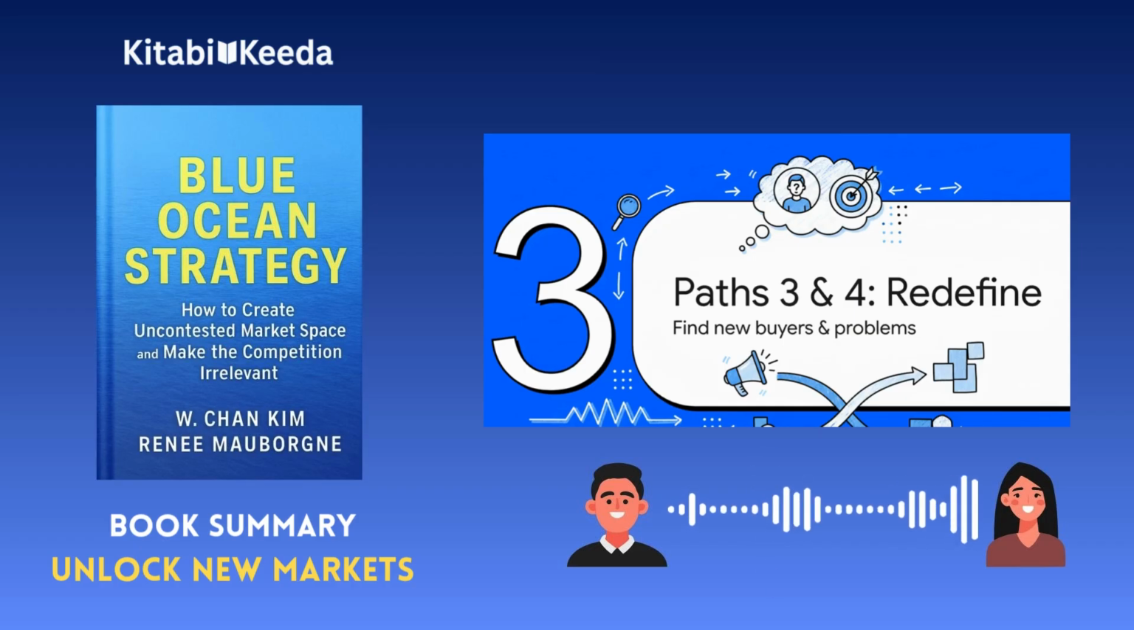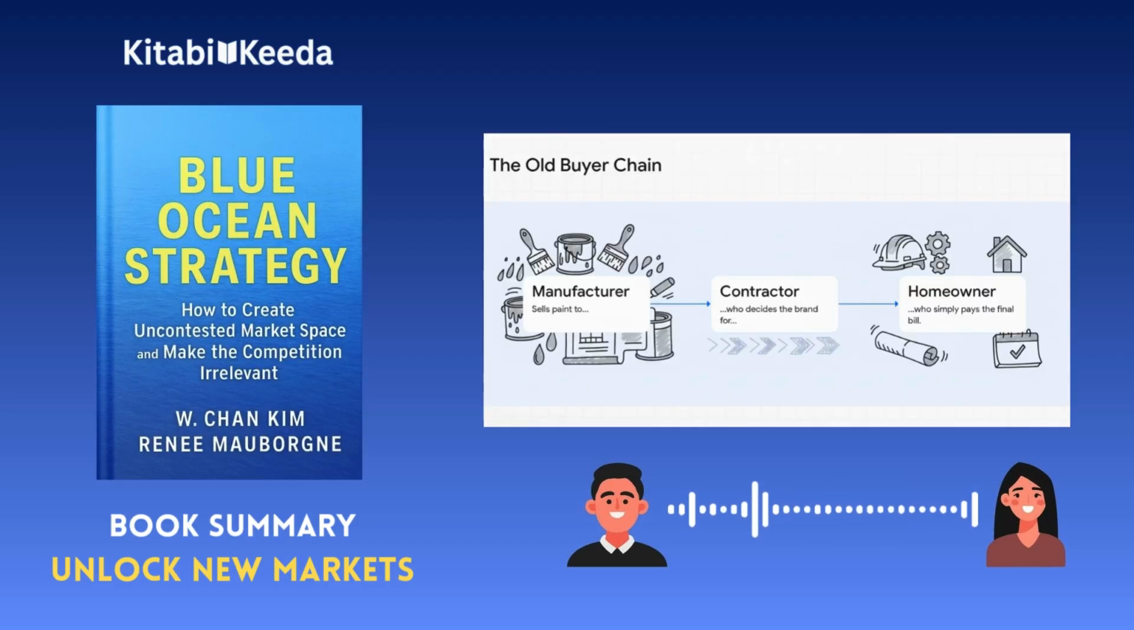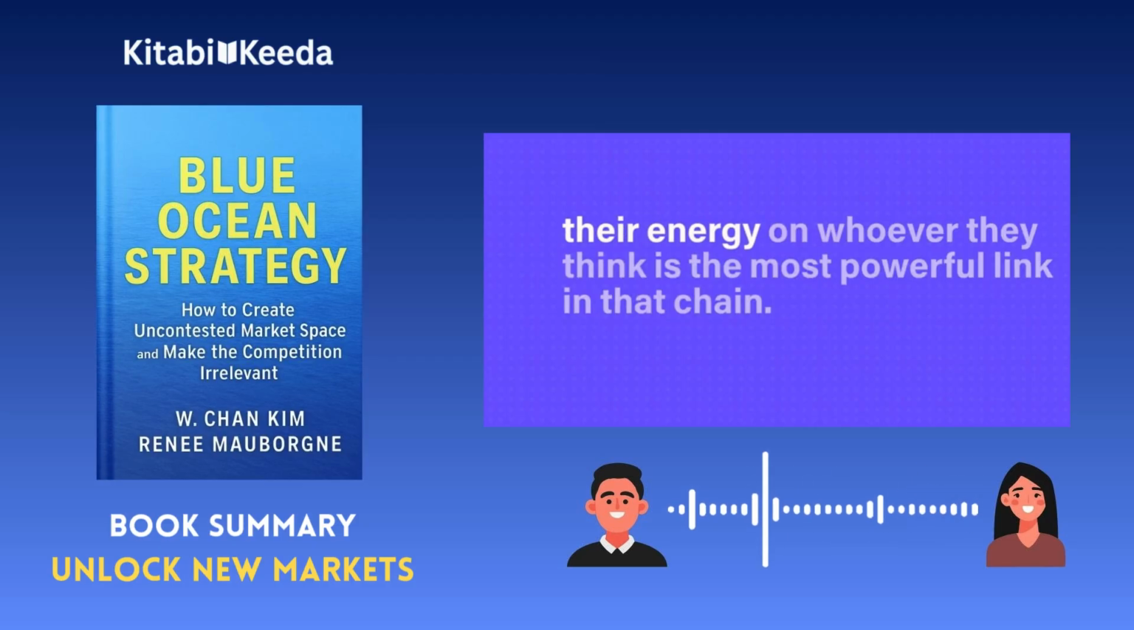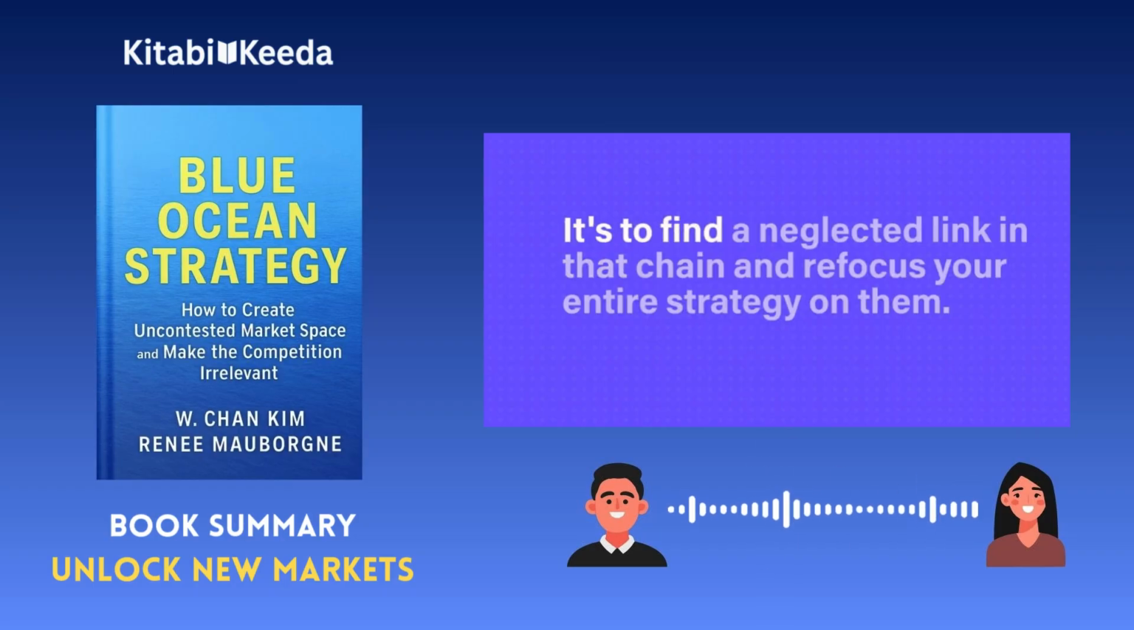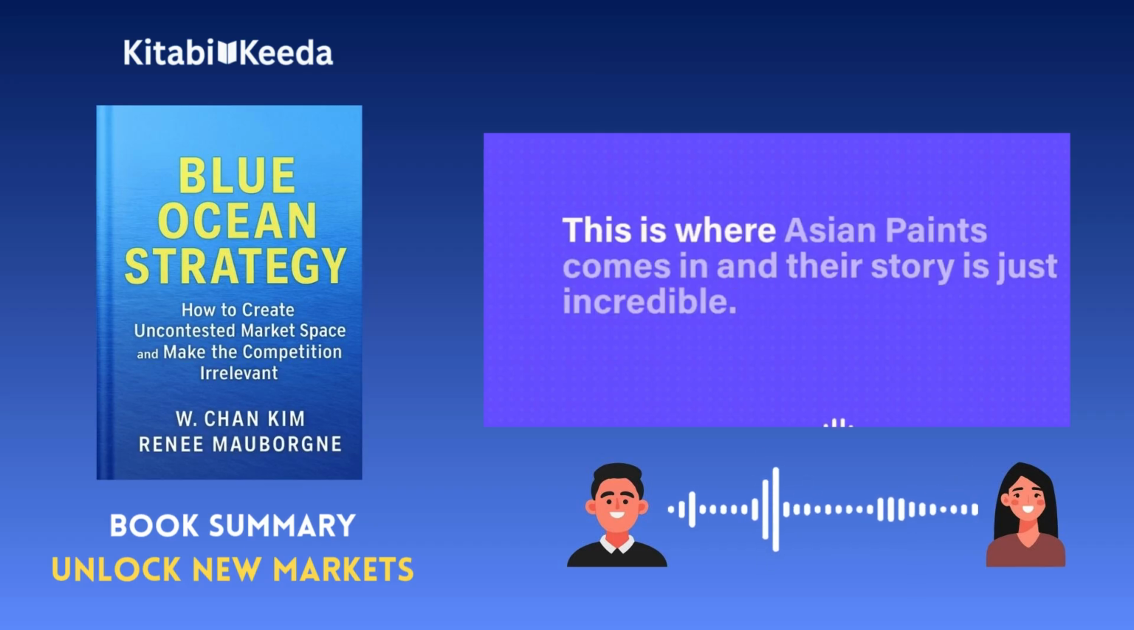Right, or where some third party, an influencer, holds all the power. And established companies tend to just focus all their energy on whoever they think is the most powerful link in that chain. So the move is to challenge that assumption. It's to find a neglected link in that chain and refocus your entire strategy on them. This is where Asian Paints comes in, and their story is just incredible.